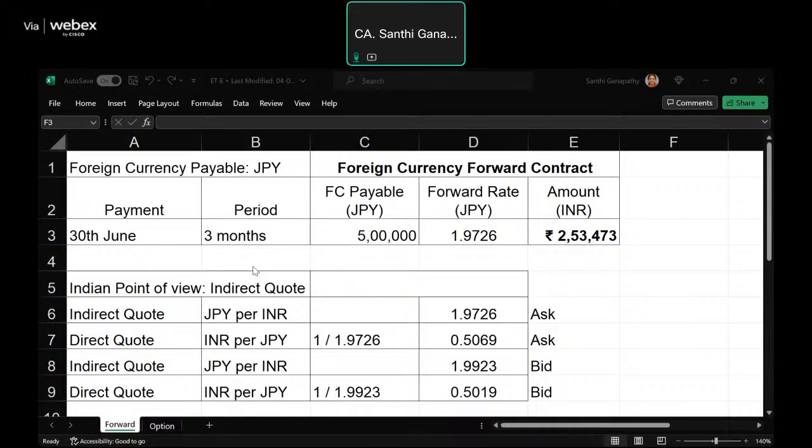So what is it we know now? Now this is an area where some students might commit a mistake. If you look at an indirect quote, always we know the bid rate is cheaper than ask rate. In a direct quote, I mentioned this even when we were discussing the quotation. Always bid rate is cheaper than ask rate. In a direct quote, bid rate is also less than ask rate. Whereas in an indirect quote, bid rate is more than ask rate.